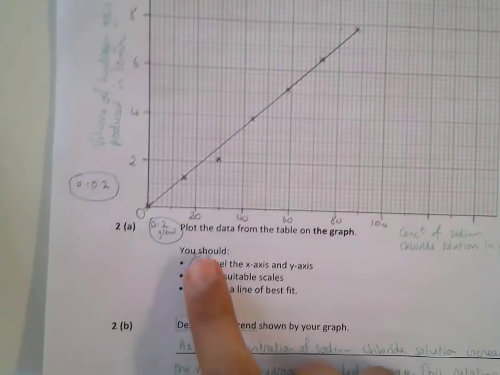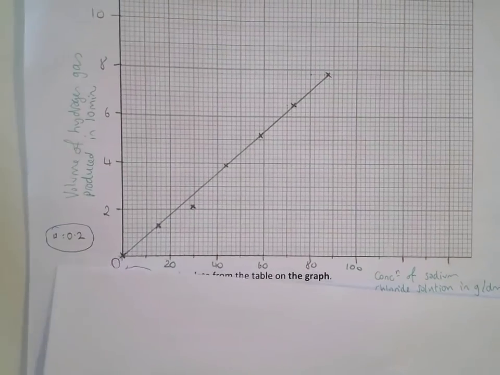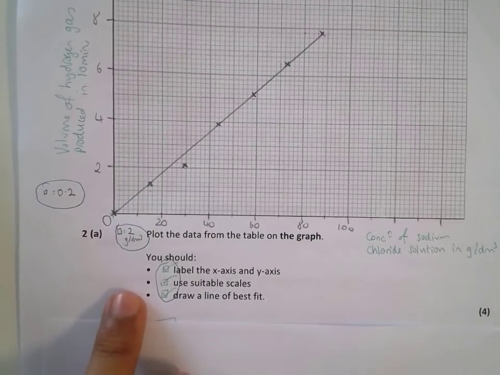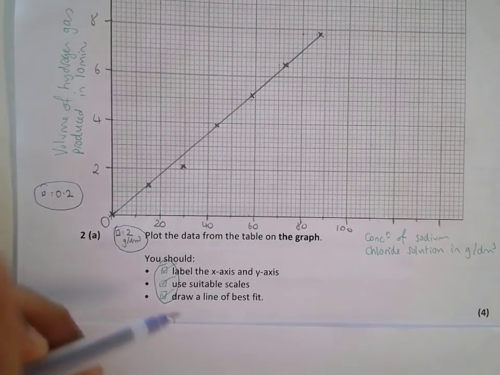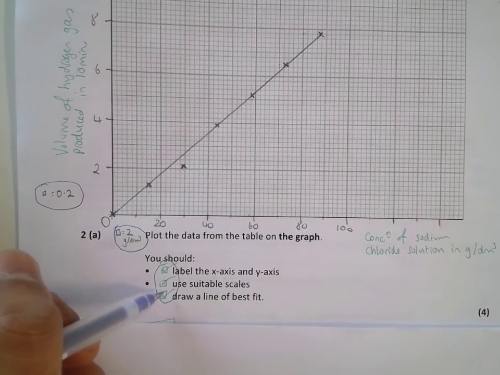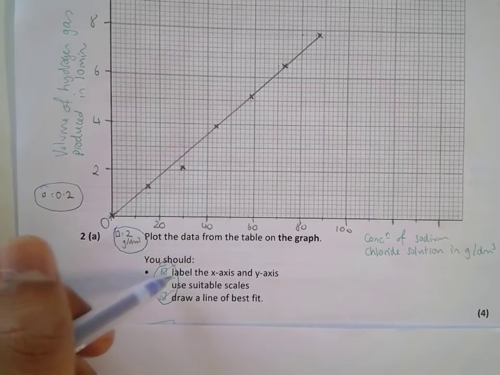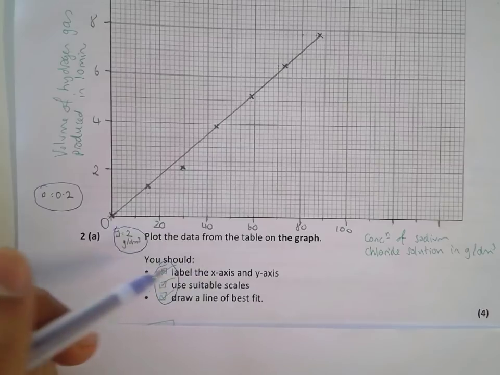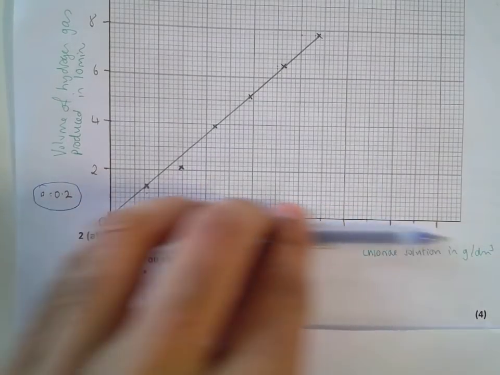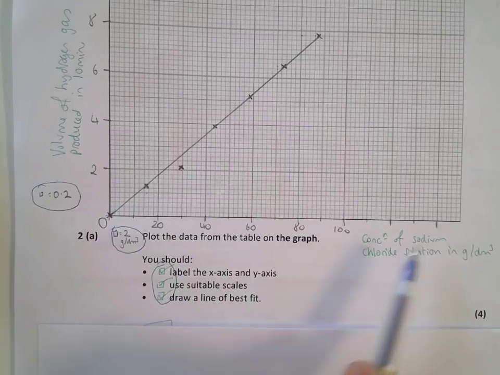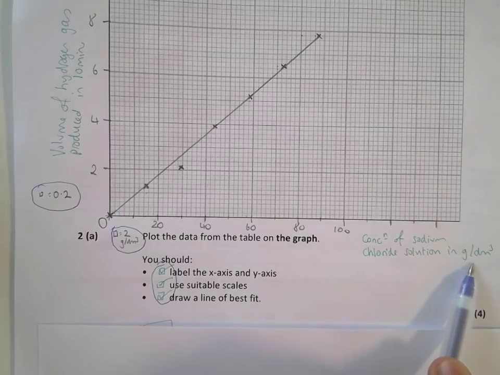So the question is asking us to plot the data from the table on the graph. Now there are 3 things here, and as I was answering this question, I made little check boxes for myself so that I could tick them off to make sure I get all the marks. First thing I did was label the axis X and Y. On the x-axis you should always have the independent variable, which is why I've put concentration of sodium chloride solution, and I've put the units as well.